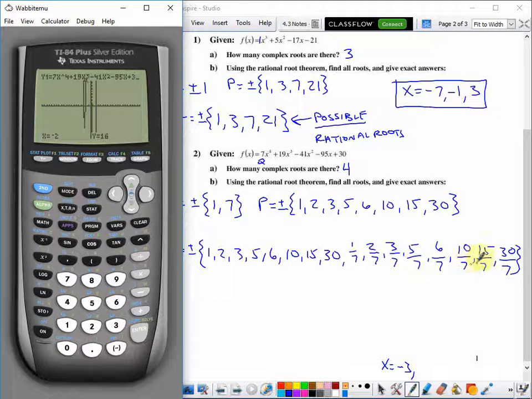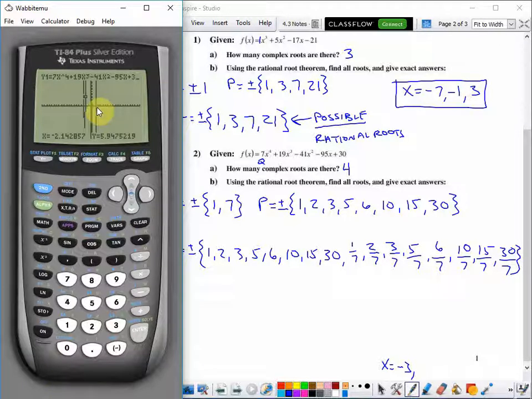Any other fractions here that look like they could be -2? There's 10/7, 15/7, they could be somewhere in that range, so I could trace 10/7, not an output of 0, 15/7, and those should have been negative, so I'll try that again. -10/7, not an output of 0. -15/7, also not an output of 0, getting a little closer, but it's not 0. So it kind of looks like maybe I'm not going to find that one on the graph.